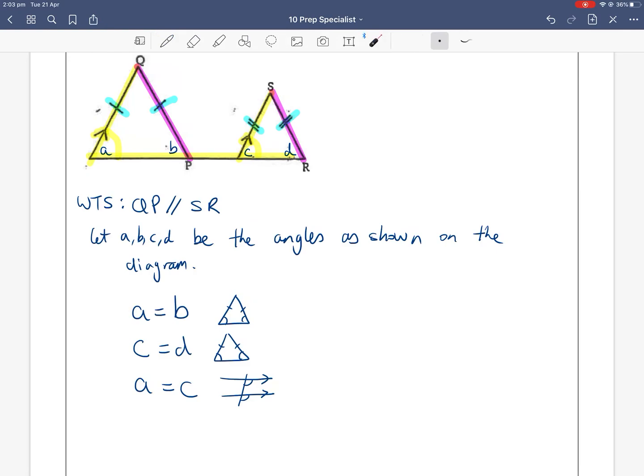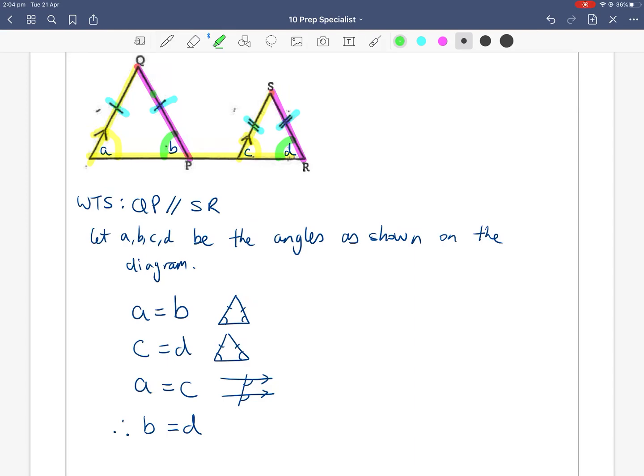Well, we know A means B and C is D, so if A is C, then that tells us that B and D are the same. So therefore, angle B is equal to angle D. So wait, how does angle B and angle D relate to each other? So let me just highlight that. So angle B is this one, and angle D is this one. So how do they relate?